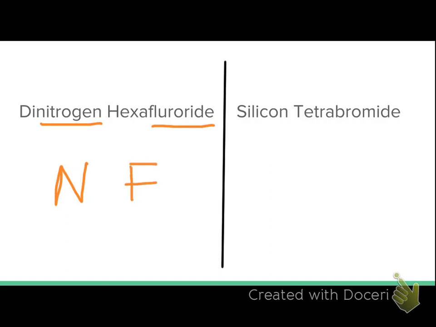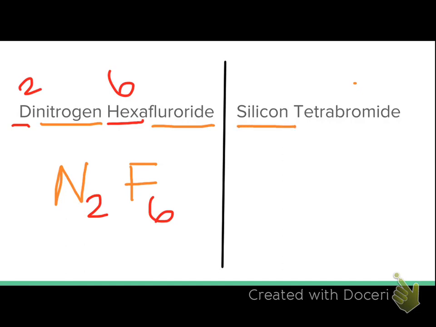Now what we have to decide is how many of each of these do we have. So di means we have 2. Hexa means we have 6. So instead of our numbers or our prefixes going in front of them, they're going to go in as subscripts behind. So that means dinitrogen hexafluoride is N2F6. And you're done. Okay? So let's go here. Let's look at the next example.